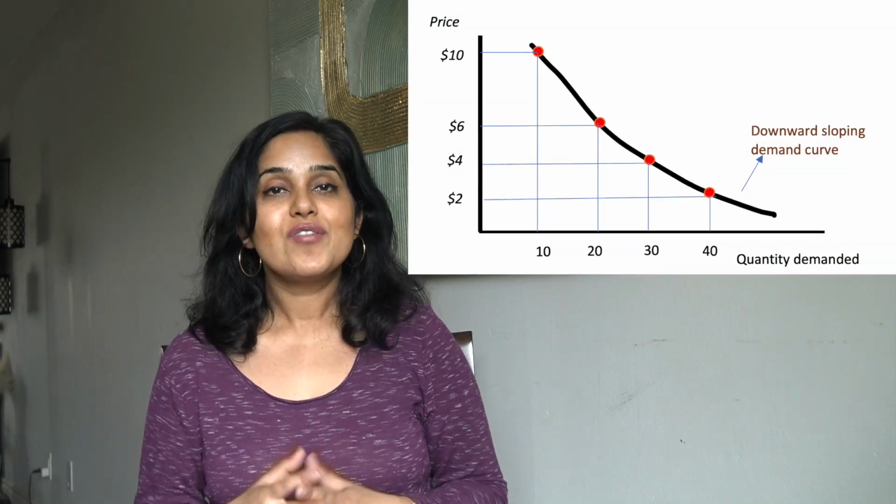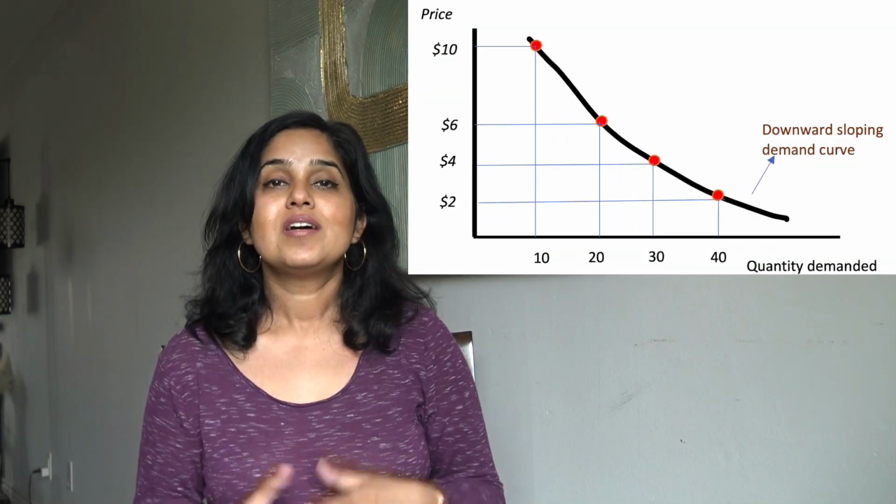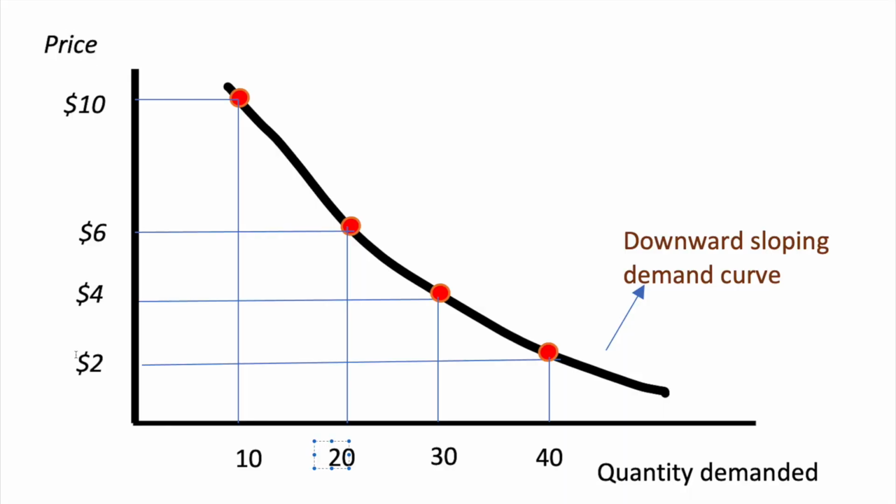Let me explain this with a simple example of the demand for bread. The prices are shown on the y-axis and the quantity that people are demanding is on the x-axis. If the price of one loaf of bread is $10, there is going to be very little demand for it. Let's say only 10 loaves of bread will be demanded. Once the price is lowered to $6, a few more people will be willing to buy it, so the quantity demanded increases to 20. And if the price is further lowered to $2, more people would be willing to buy it as more people can afford it. So the quantity demanded will increase to 40. So this is how we see the inverse relationship between price and quantity demanded.